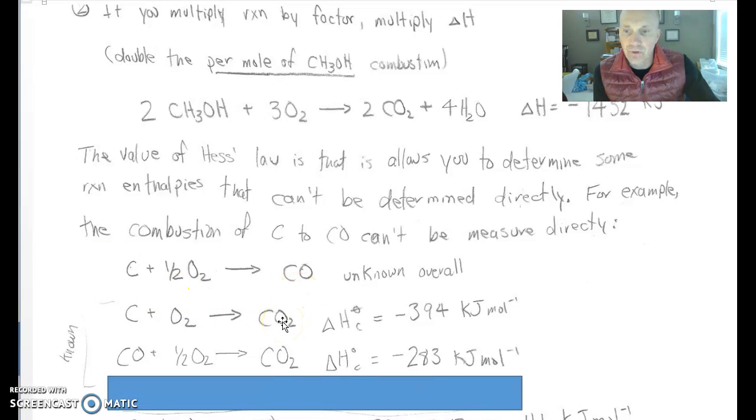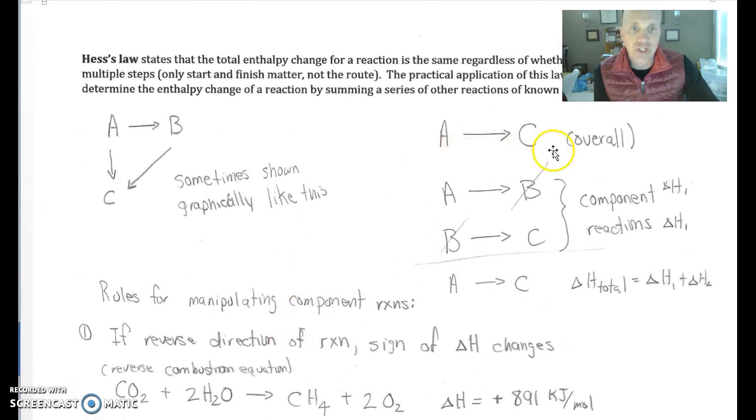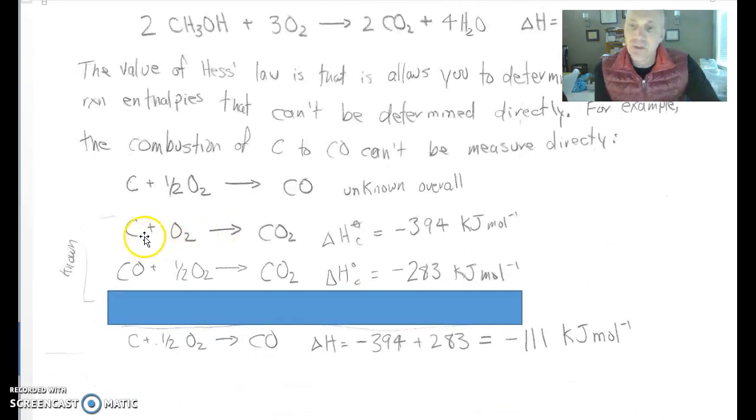All right, so again, going back to our strategy here, we have an overall reaction, and what we want to do is set up our component reactions so that things will cancel out, so that when we add these component reactions together, we'll end up getting our overall reaction. It'll take a little bit of practice to get used to this, but let's see what we can do.